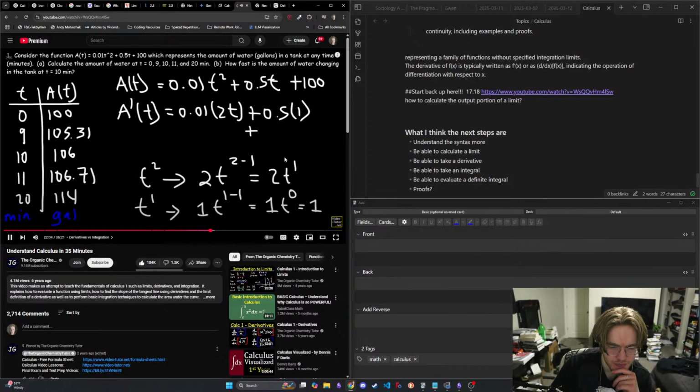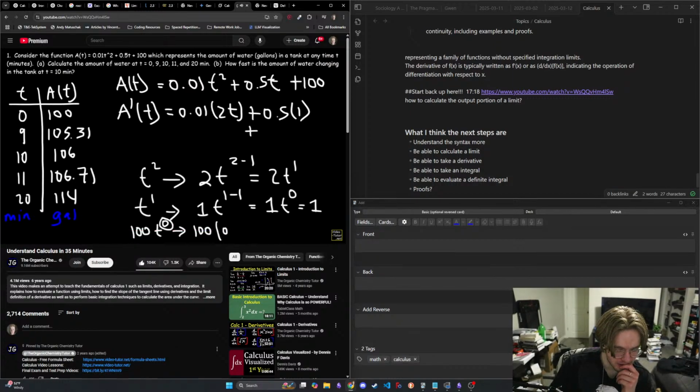Now what about the derivative of a constant, like 100? The derivative of any constant is 0. Okay, it's 0. If you were to use the power rule, this would be 100, and then times 0, because you need to bring this to the front, and then it's going to be t to the 0 minus 1. 100 times 0, the whole thing is 0.